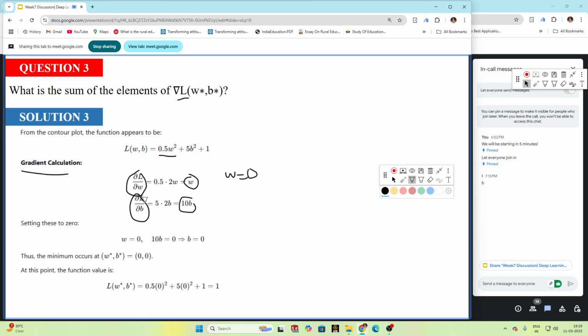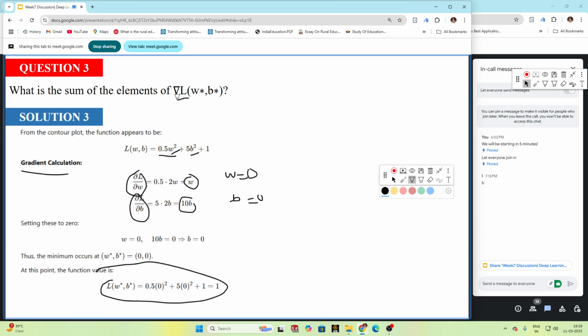Okay, and whenever we equate del L by del B equals 0, we get B, and this B is again 0, and our B star is also 0. So W star is 0 and B star is also 0. By that we can compute the least value of loss, calculated when we put W star and B star into this equation, that is 0.5 into 0 and 5 into 0 plus 1. So our least loss will be equal to 1.